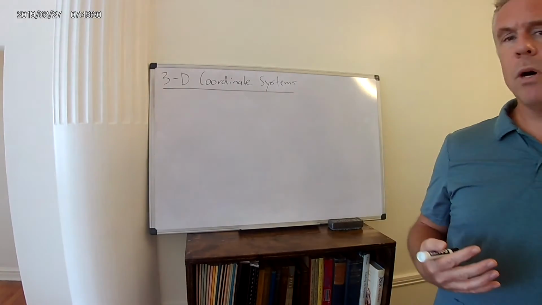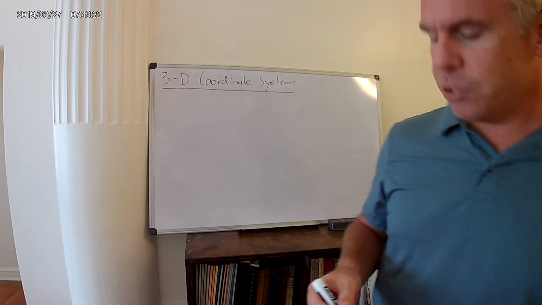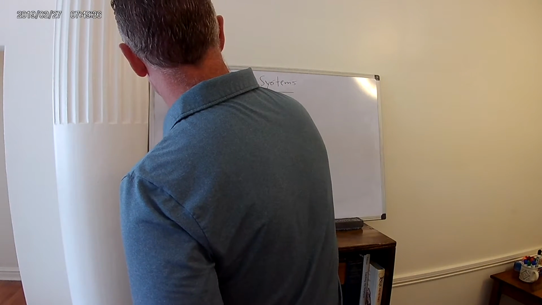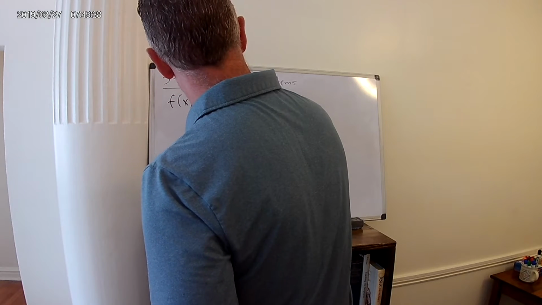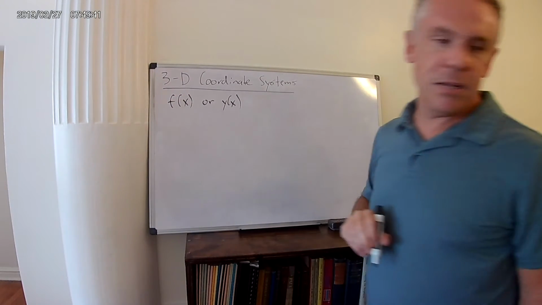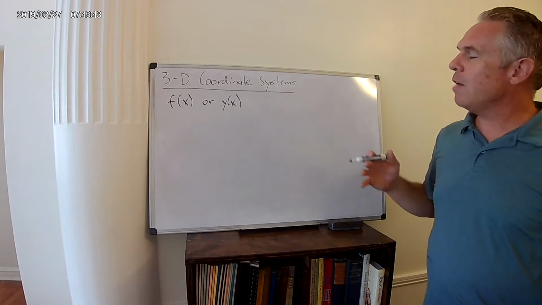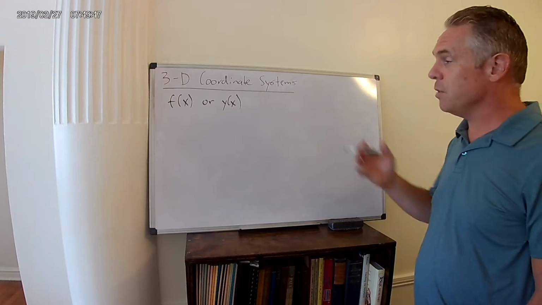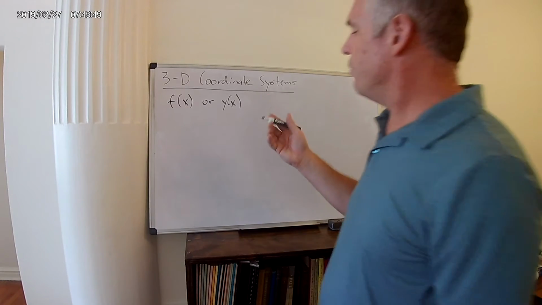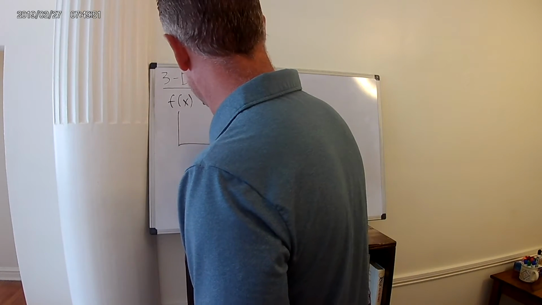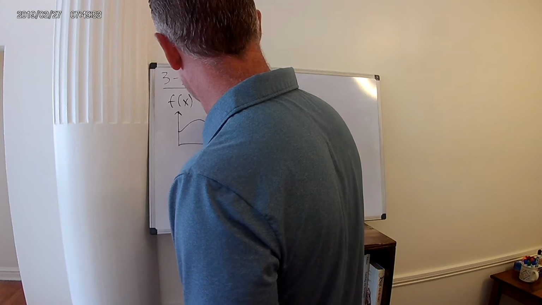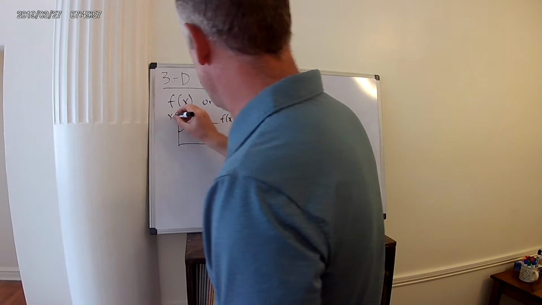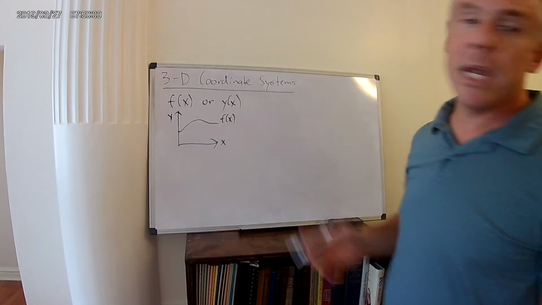Okay, in Calculus 1 and Calculus 2, we dealt with functions of one variable. And so we dealt with function f of x or y of x. And we learned how to take derivatives and integrals of these functions. When we graph such a function, when we graph f of x versus x, we get a curve.